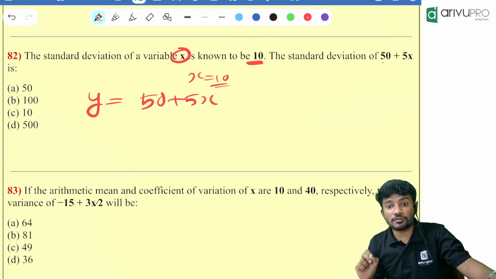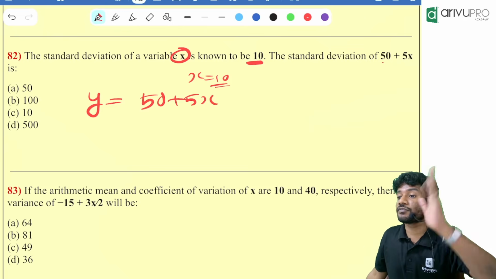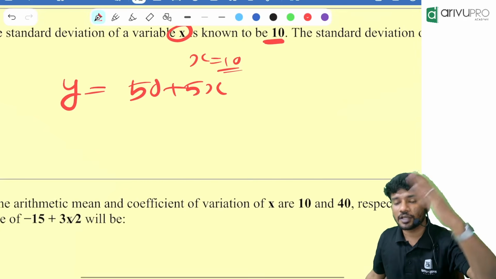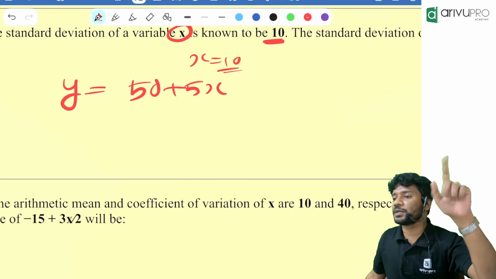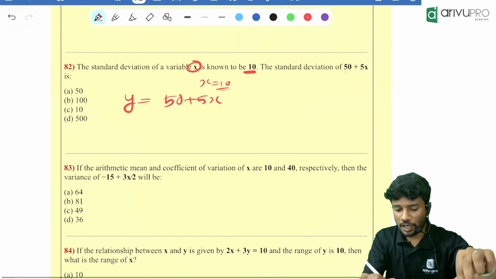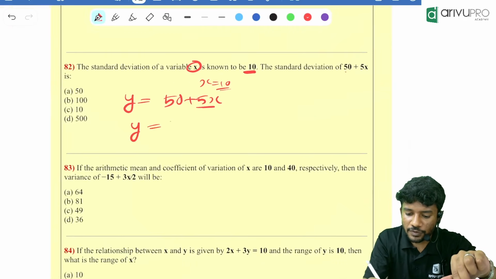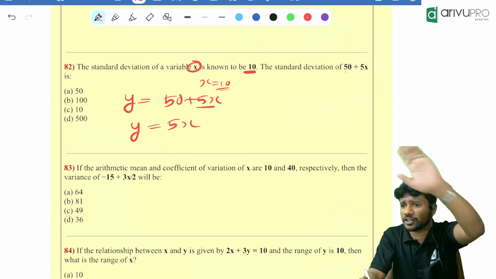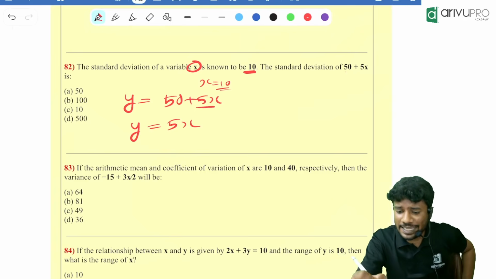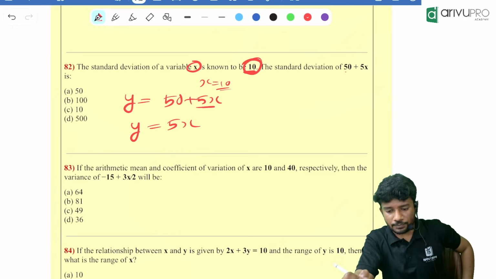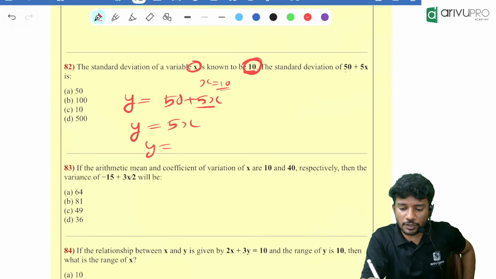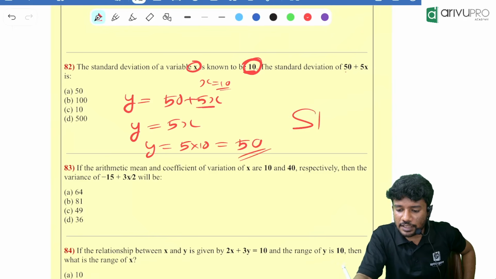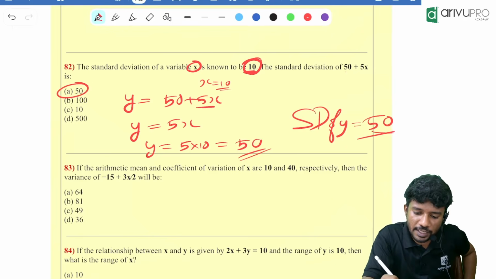Sometimes the question will be like, find the standard deviation of 50 plus 5x. What you will do is put y equal to 50 plus 5x. Then y is equal to 5x. You will ignore the constant value, and you will ignore any sign and write it as positive. Instead of x, you put 10. So y is equal to 5 into 10, which is 50. So the standard deviation of y is 50. Which option is the answer?